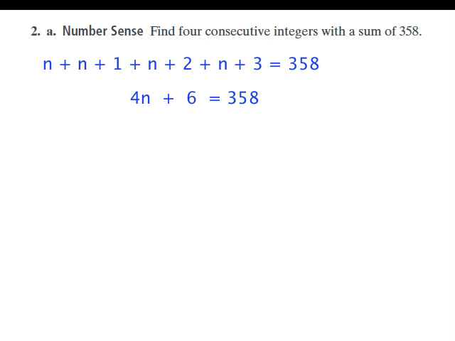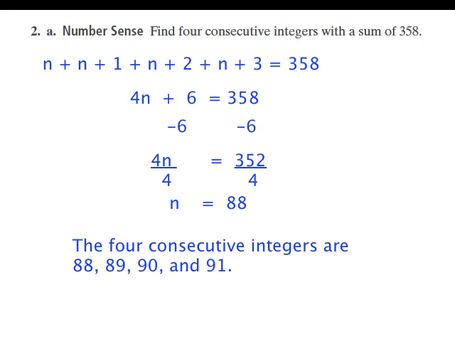Subtract 6 from both sides of the equation. So we are left with 4n on the left and 352 on the right. Then we can divide both sides by 4. 4n divided by 4 is n. 352 divided by 4 is 88. So the 4 consecutive integers are 88, 89, 90, and 91. When you add those 4 numbers together, you get 358.